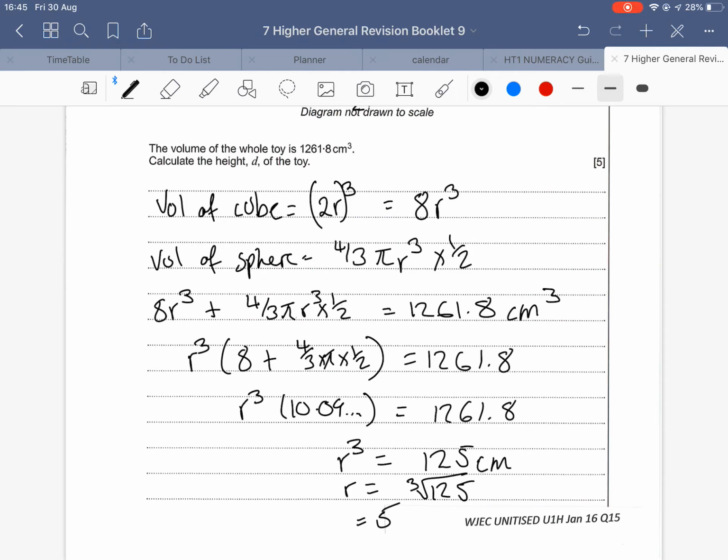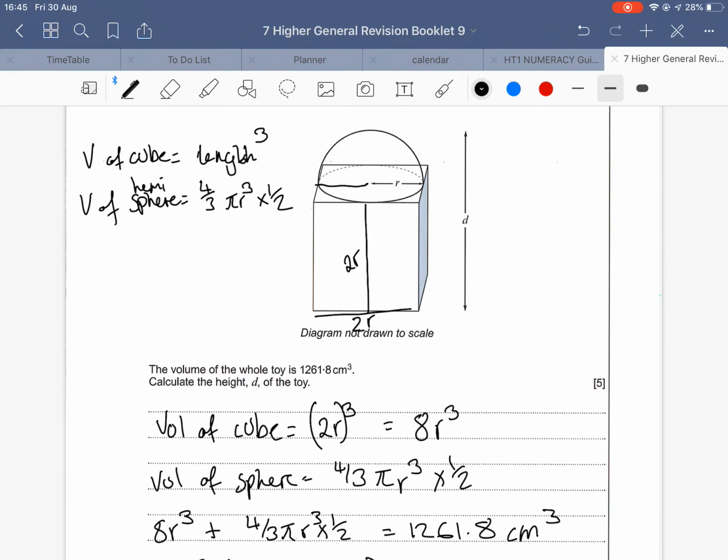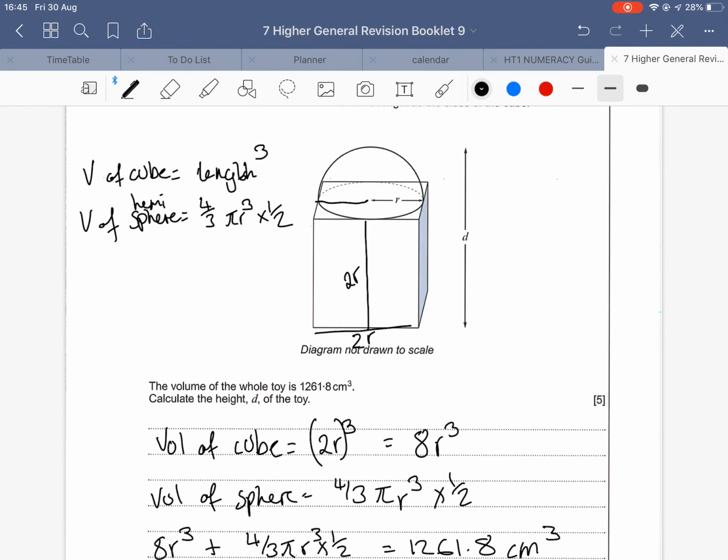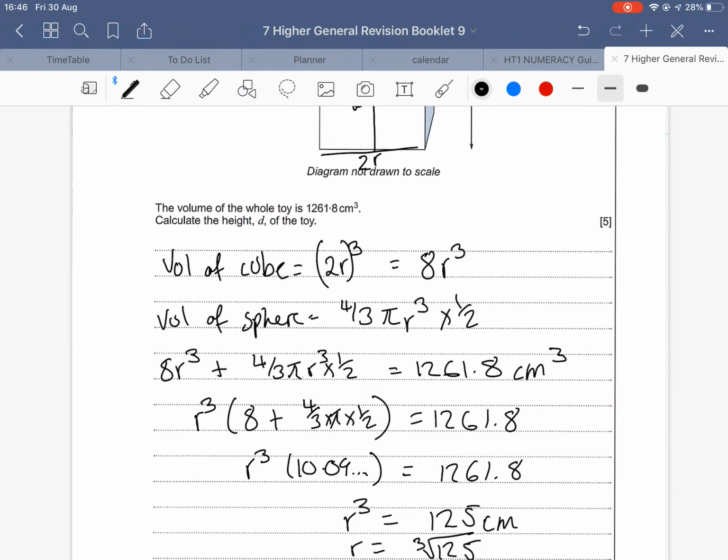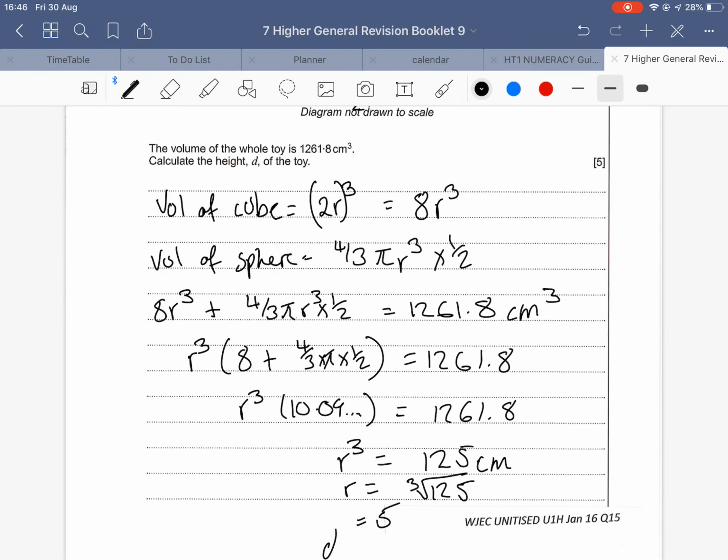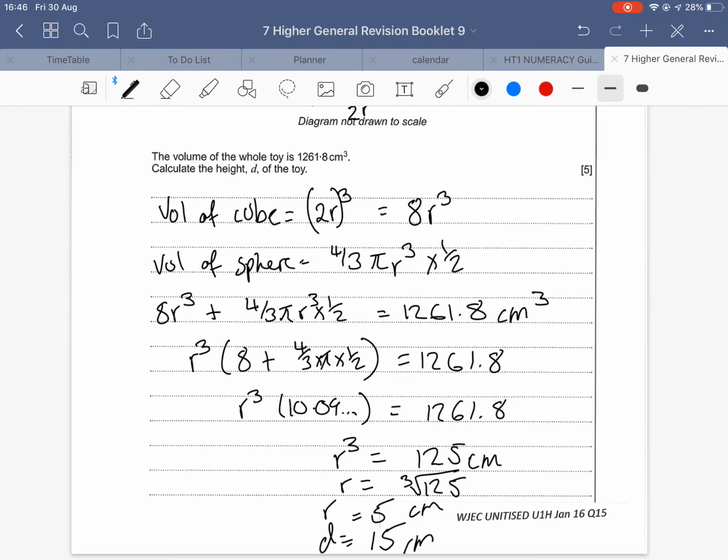Calculate the height d of the toy. Okay, so d is just going to be 2r, add another r, isn't it? So d is 3r. So 3 lots of 5 is 15. So d equals 15 centimeters.